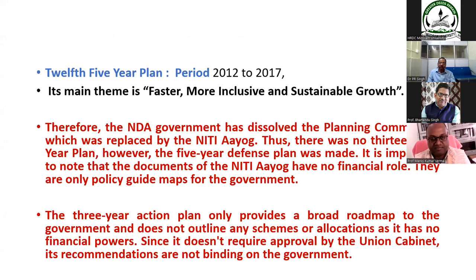Then the twelfth five-year plan started, 2012 to 2016. The main theme was faster, more inclusive and sustainable growth. After that, the India government dissolved the Planning Commission and replaced it with the Niti Aayog. The present Niti Aayog has no financial role. It provides only policies, develops guide maps and policy maps, and gives particulars to the government of India on how they can plan a 3-year action plan, 5-year action plan, and 10-year action plan. The cabinet approves the plan and provides the funds in the particular sector. So today Niti Aayog is functioning.